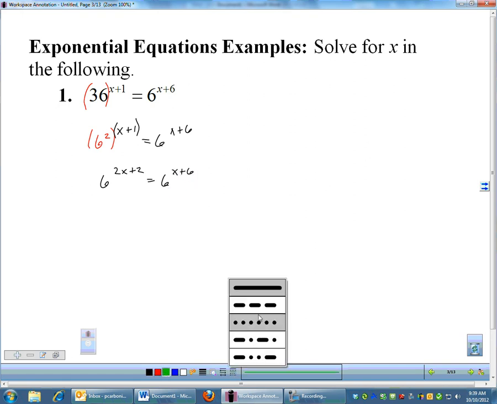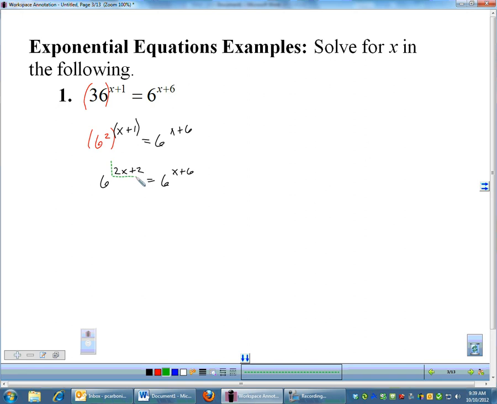And once you get both sides to have the same base, it's 6 to a power equals 6 to a power. You set those exponents equal to each other. 2x plus 2 equals x plus 6. And I'm going to assume you know how to solve that. Subtract the x, subtract the 2. You get x is equal to 4. And there's your answer for this one. So write both sides with the same base, if possible.